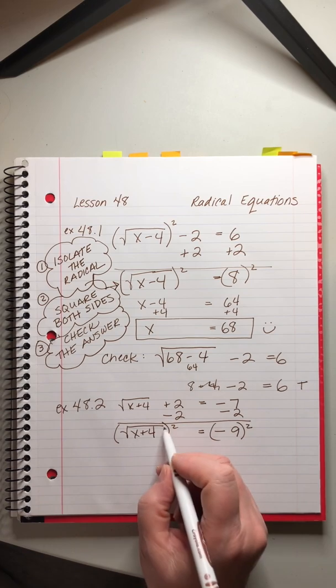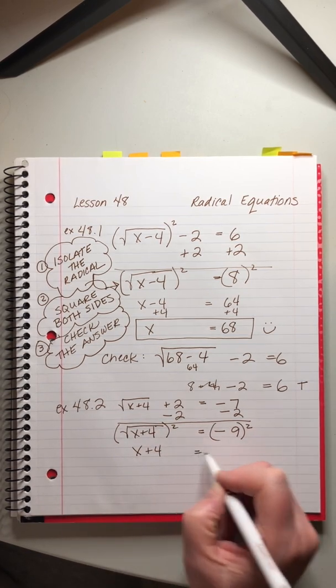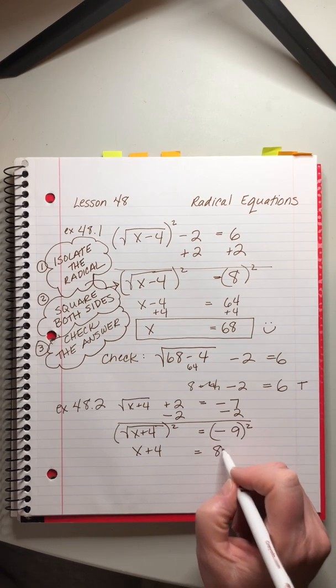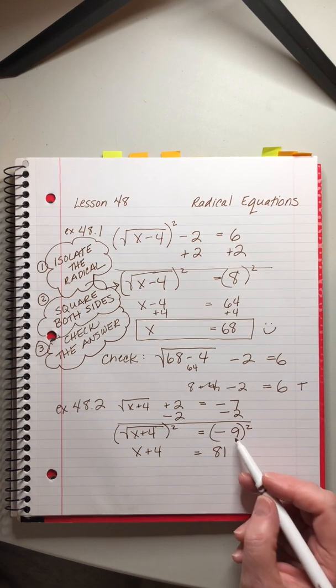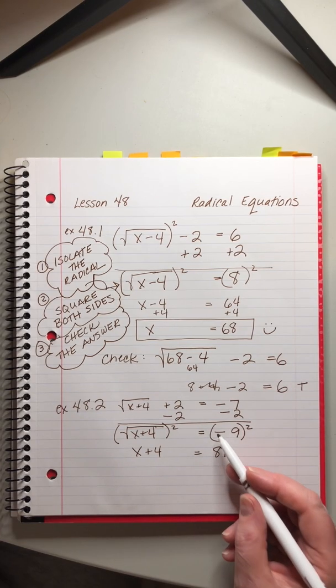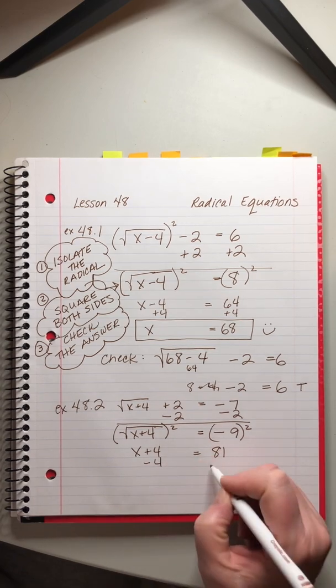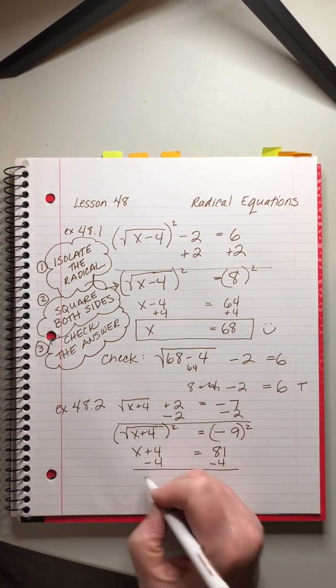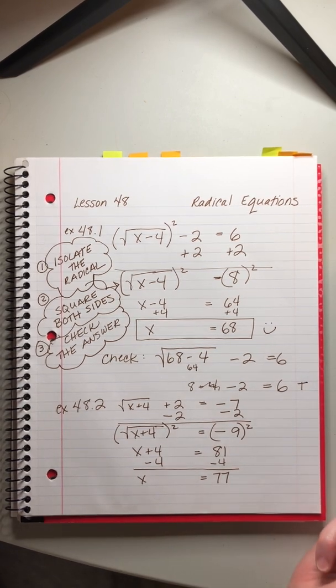And they cancel each other out. So this is just x plus 4 equals minus 9 squared, which is 81. Because that's where the drama comes in. That's where the squaring of both sides will cause problems, is when there's a minus over here. Then we subtract 4 from both sides, and we get x equals 77. But does it work? Let's try.